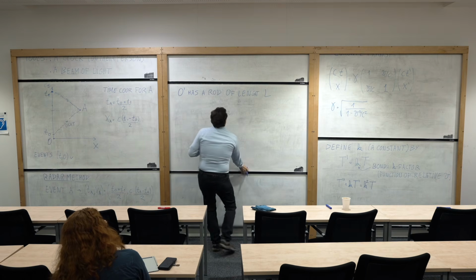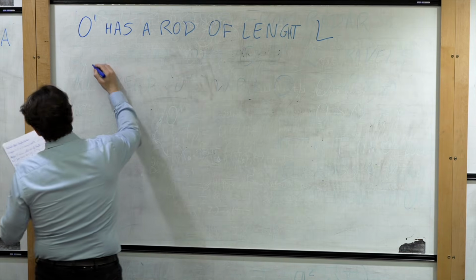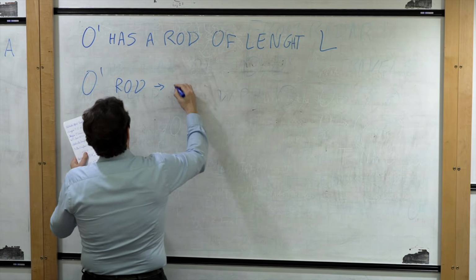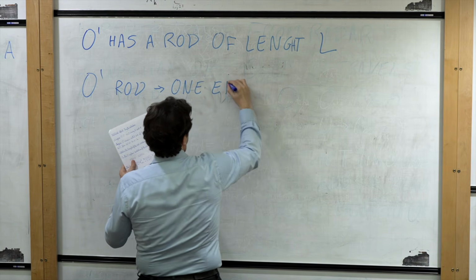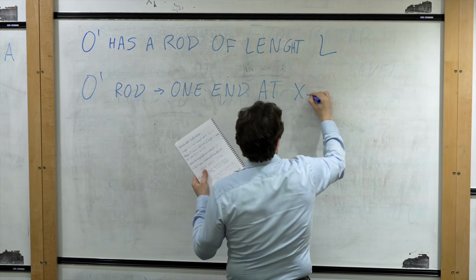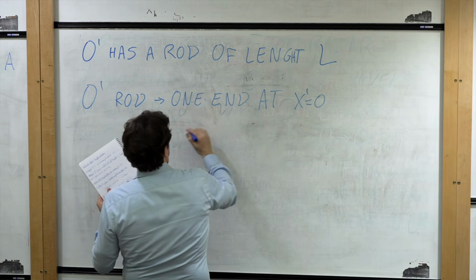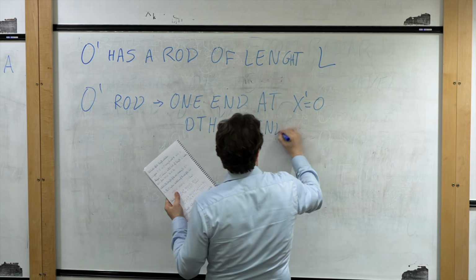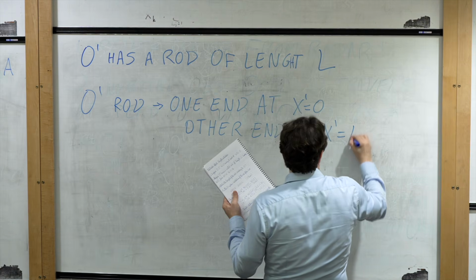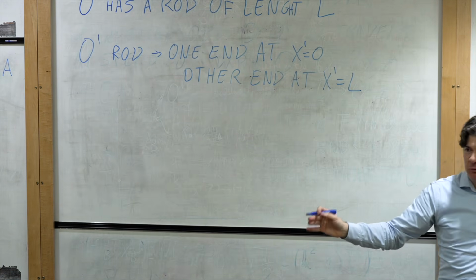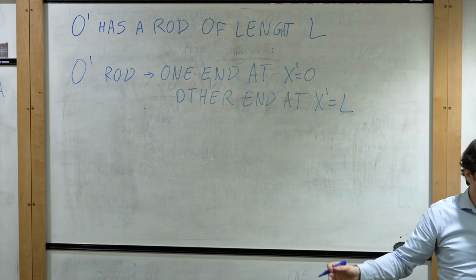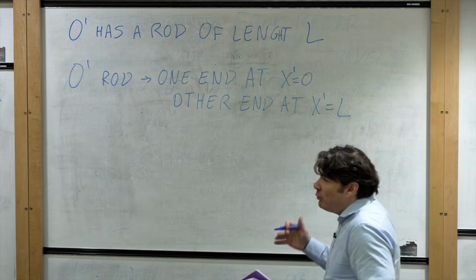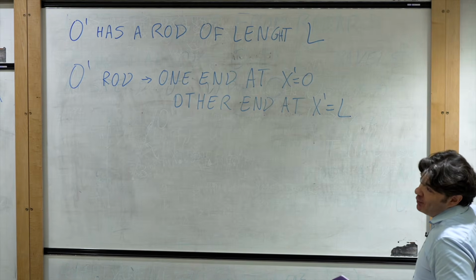So what we mean, in the system of O prime, O prime has a rod, and basically one end is at x prime equals 0, and the other end at x prime equals L. This is what it means to have a rod of length L. You have a rod between x prime equals 0 and x prime equals L. And we just want to use the Lorentz transformations to see what O will see.